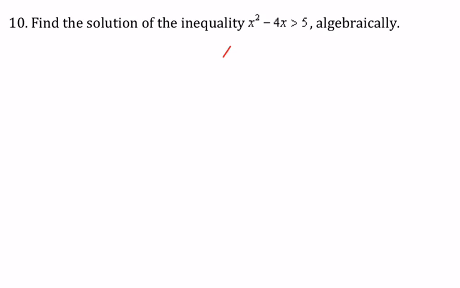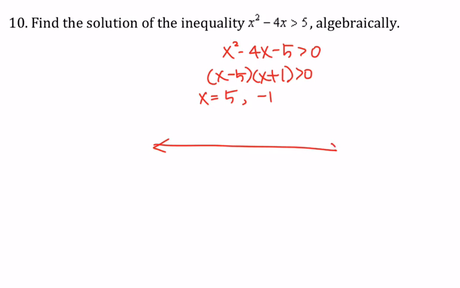Finding the quadratic inequality algebraically. So I'll be subtracting 5 from both sides. Has to be greater than 0. And as we factor these things out, x minus 5 and then x plus 1 has to be greater than 0. Now, that means x can be 5 or negative 1. And then on the number line, we could plot negative 1 and 5 as is shown here.